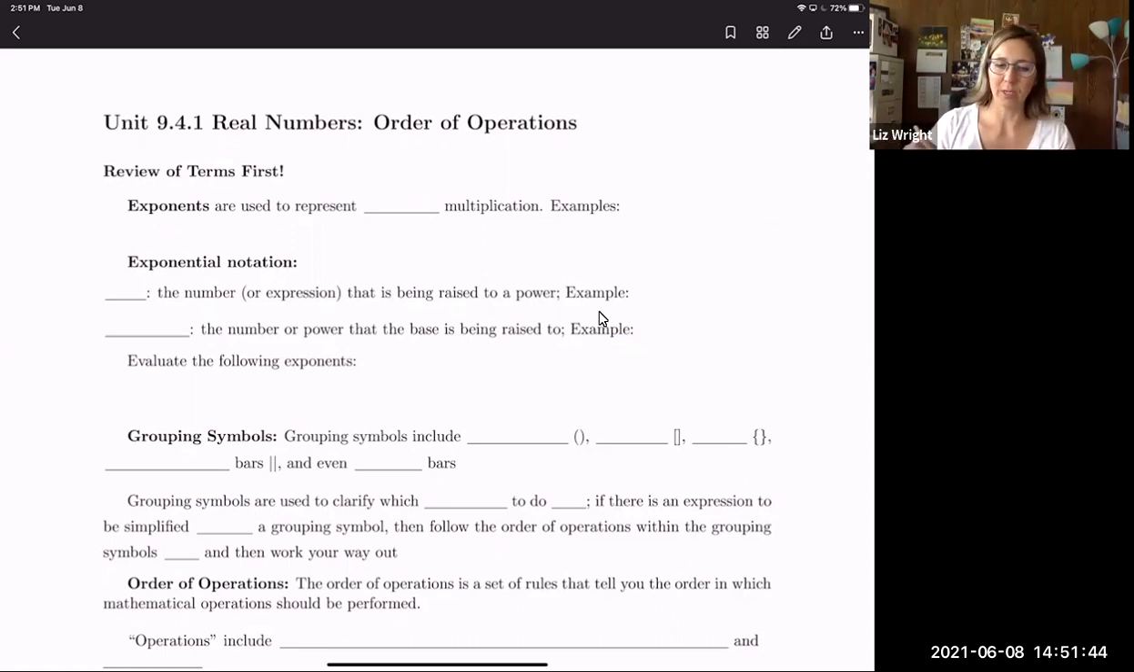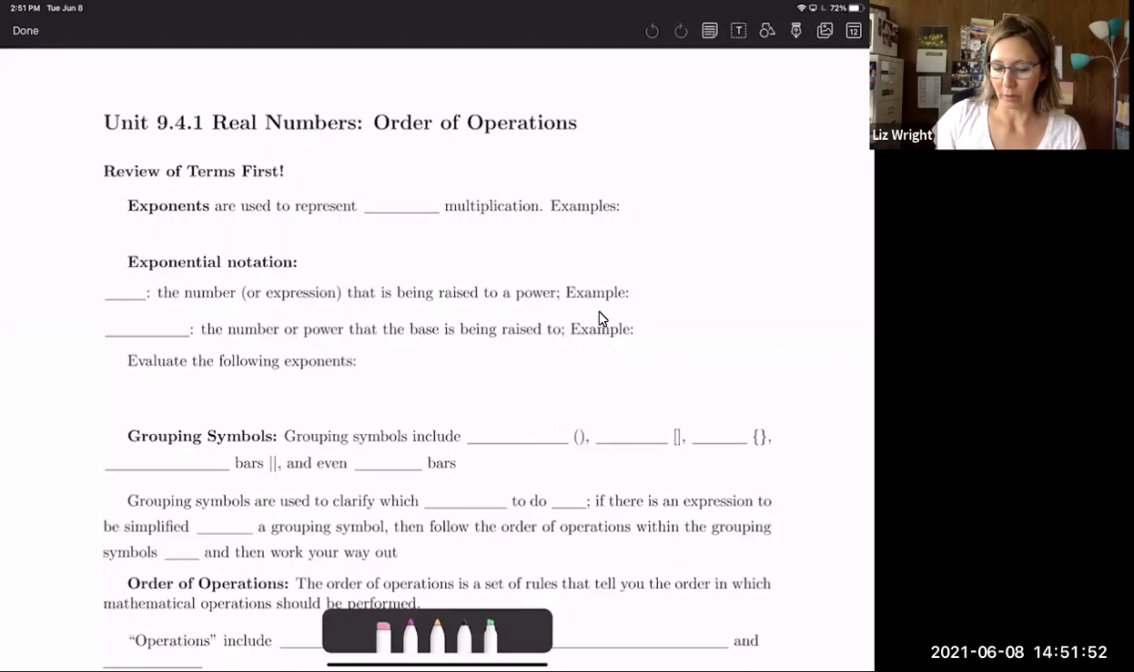And we're also going to review some terms because we haven't talked too much about exponents or exponential notation yet. So that's why we're going to go through a few of those terms first. So exponents are used to represent repeated multiplication.